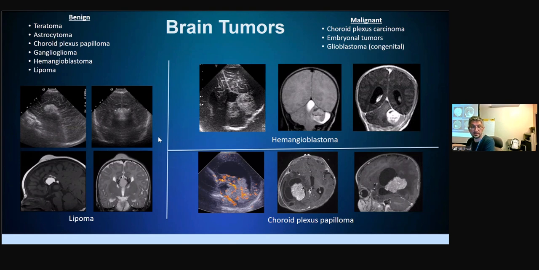This can be just an example, a lipoma with dysgenesis, agenesis of the corpus callosum here. And lipoma appears as a hypoechoic structure in the midline. And this is a hemangioblastoma in the newborn, in the cerebellum. And this is a choroid plexus papilloma with vascularity in the lesion. And this is the MRI correlation.